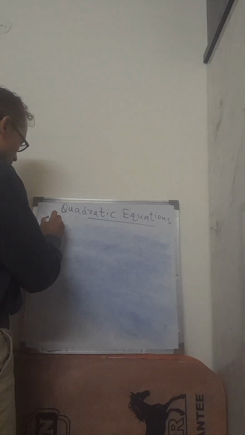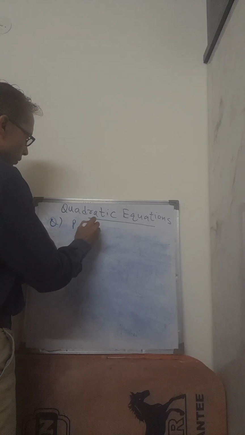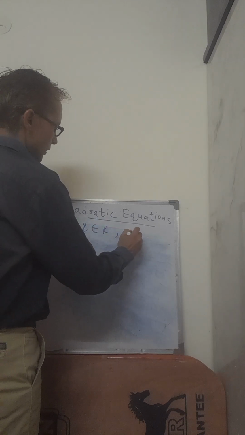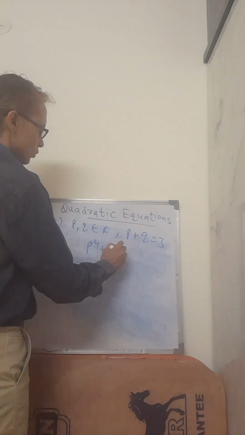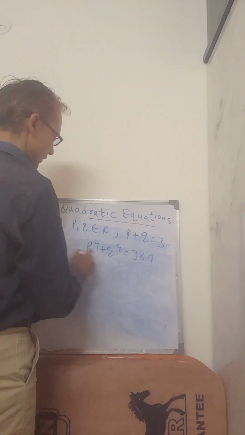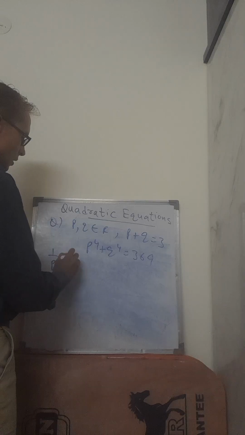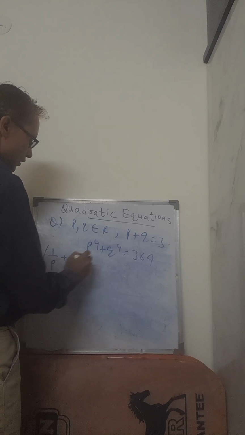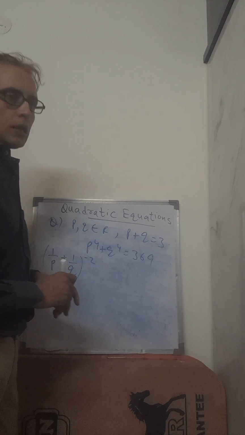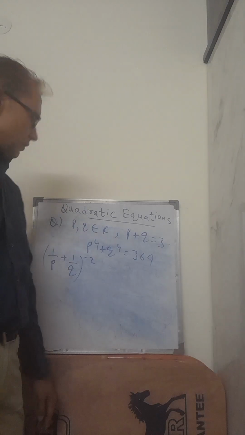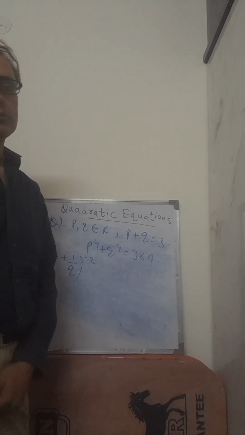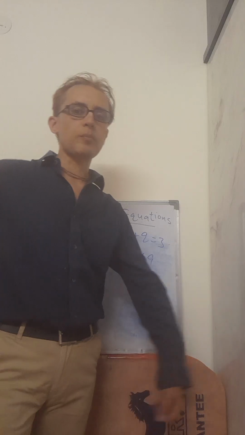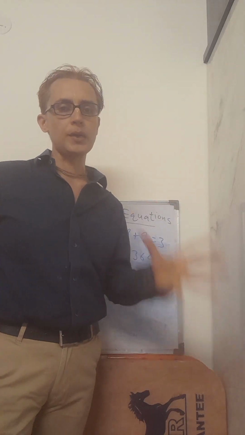A very simple question: P, Q belong to R, and P plus Q is 3 and suppose P to the power 4 plus Q to the power 4 is 369. Find the value of (1 by P plus 1 by Q) to the power minus 2. The sum of the two numbers is given as 3 and they gave the value of P4 plus Q4. Wherever P4 plus Q4 or alpha 4 plus beta 4 comes, we are supposed to remember the formula of alpha 4 plus beta 4.